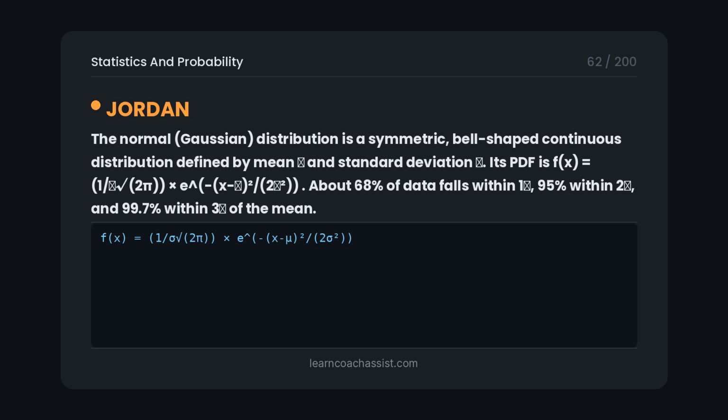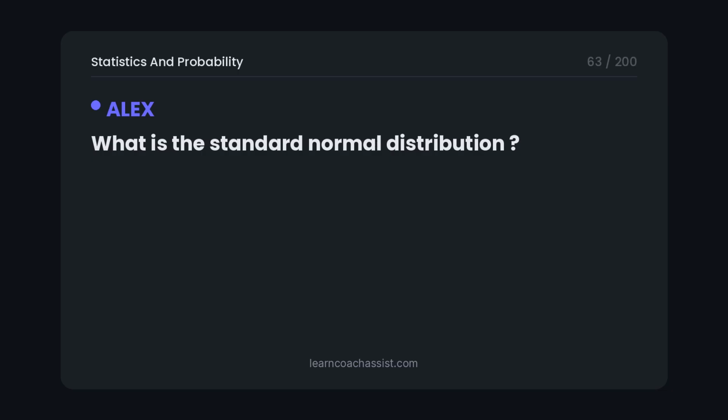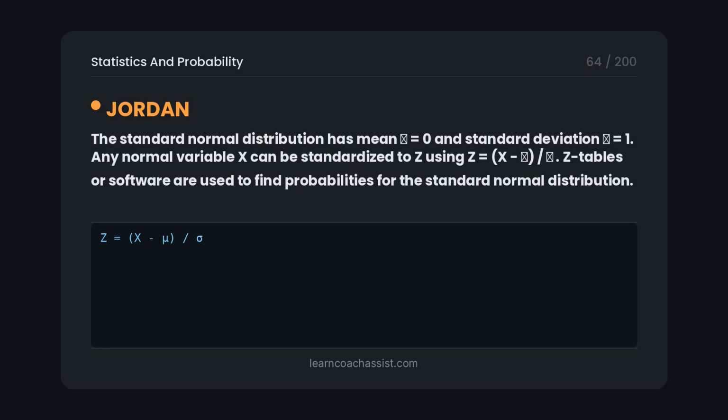the mean. What is the standard normal distribution? The standard normal distribution has mean mu equals 0 and standard deviation sigma equals 1. Any normal variable X can be standardized to Z using Z equals (X minus mu) / sigma. Z-tables or software are used to find probabilities for the standard normal distribution.